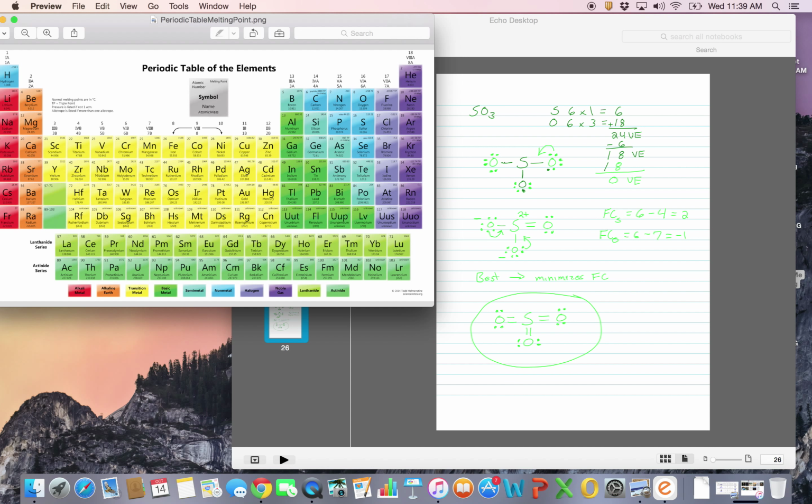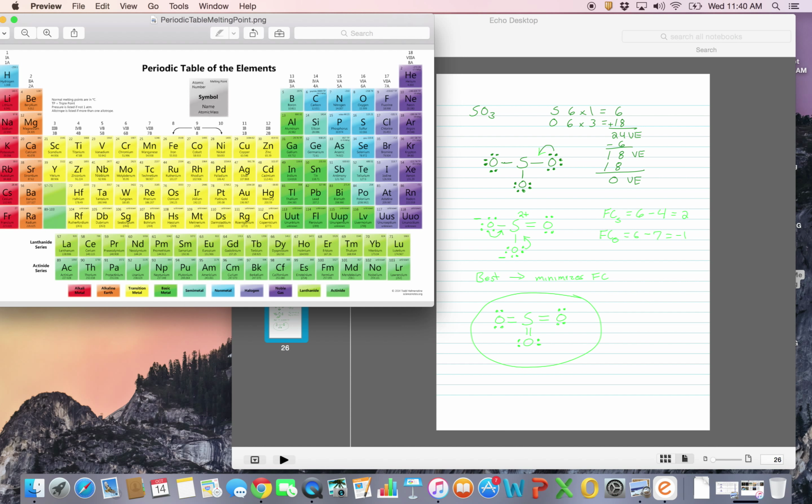We put the 18 valence electrons on the most electronegative atoms first until we fulfill octet. So those go around oxygens. 2, 4, 6, 8, 10, 12, 14, 16, 18. We have now used all 18 electrons to fulfill octet on the most electronegative atoms. We have 0 valence electrons left. We cannot add anything else to this structure.